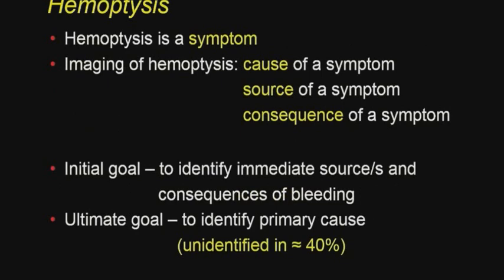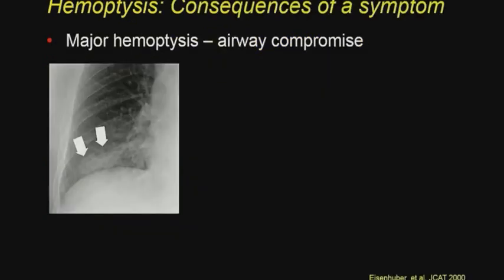Hemoptysis is a symptom, and like any other symptom, imaging of hemoptysis should focus on discovering the cause, the source of the symptom, and the consequences of the symptom. So the initial goal of imaging is to identify the immediate source and consequences of bleeding in order to treat them immediately if needed. But the ultimate goal is to identify the primary cause, which unfortunately is unidentified in about 40% of patients.